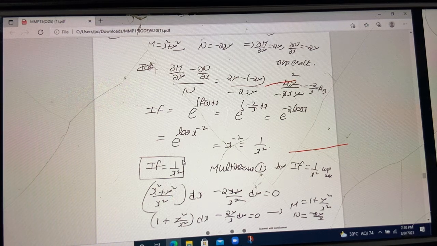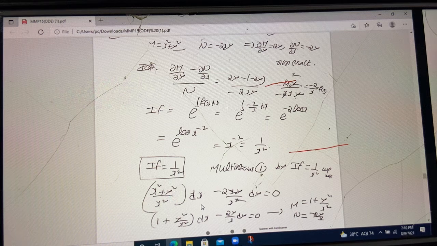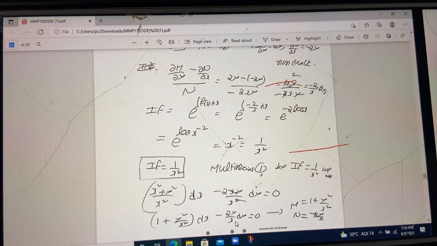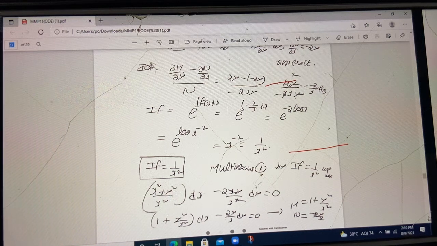Multiplying, you will get (x² + y²) by x² dx minus 2xy by x² y dy. So M is this; separating, x² by x² is 1 plus y² by x². N is -2y by x, dy. So this is (1 + y²/x²) dx - (2y/x) dy = 0.